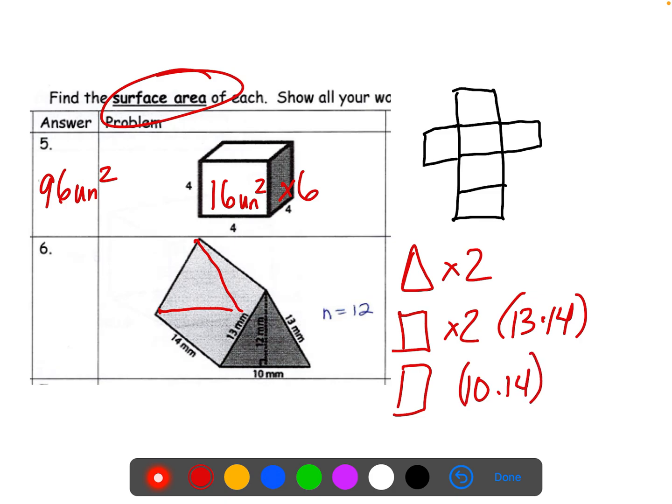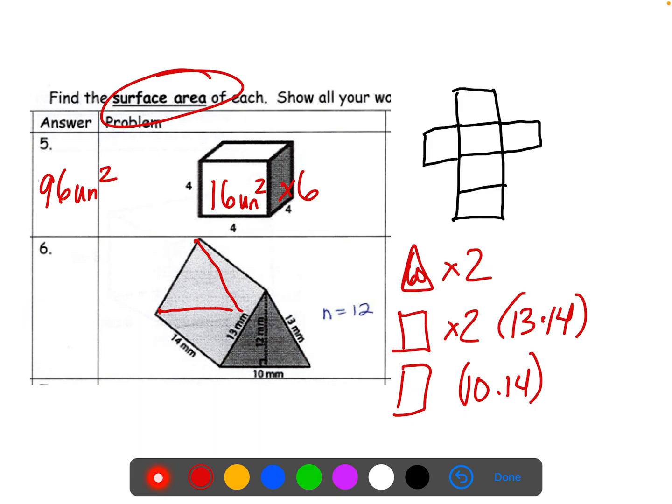And we have to find the area of the triangle. So our triangle has a base of 10, a height of 12. 12 times 10 is 120, but I want half of that. So half of 120 is 60. So we have an area of a triangle that's 60, which we have 2 of.